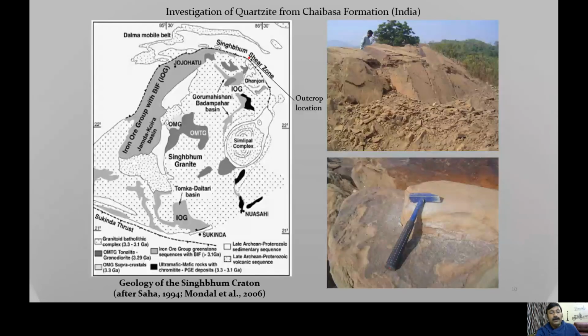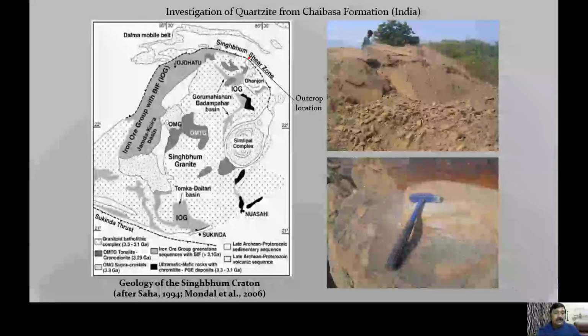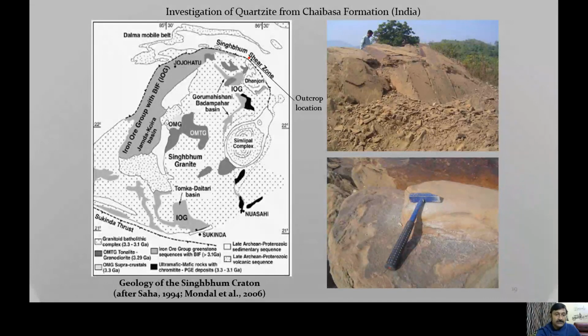Now I'll be talking about quartzite rock or quartzitic rocks from India, which is essentially from Chaibasa formation. This is the site location, and that is how the exposure or the outcrop looks like. And these are the kind of materials that we found in the site.